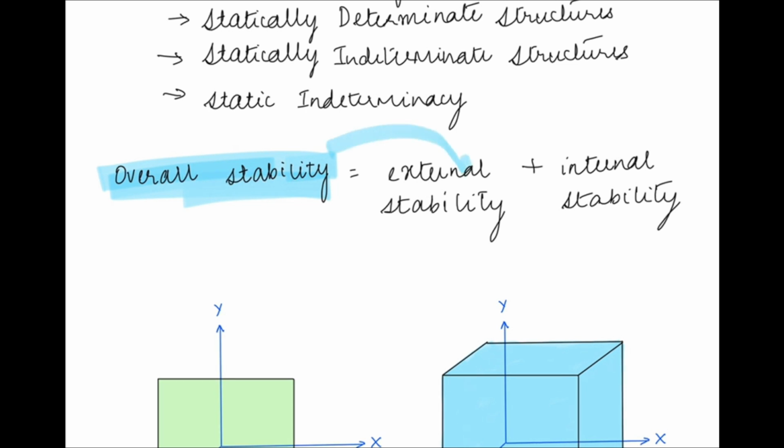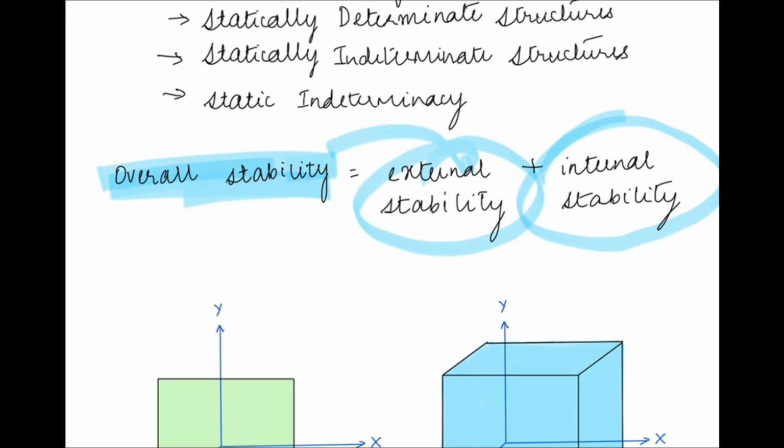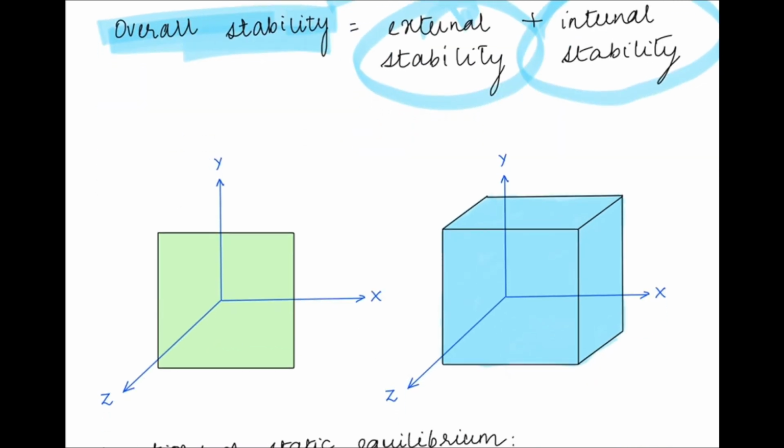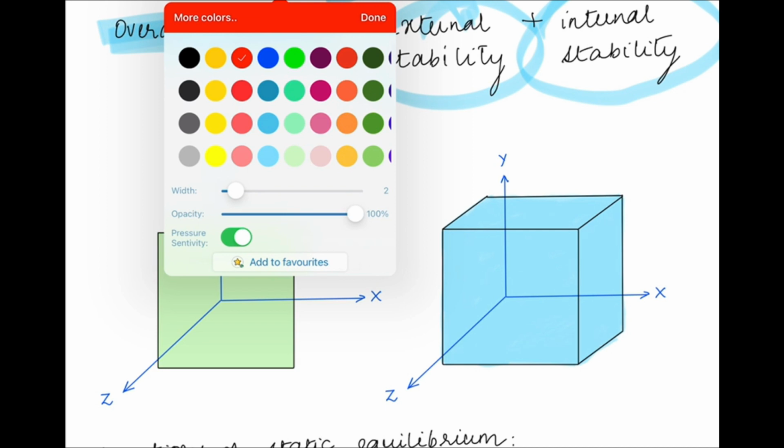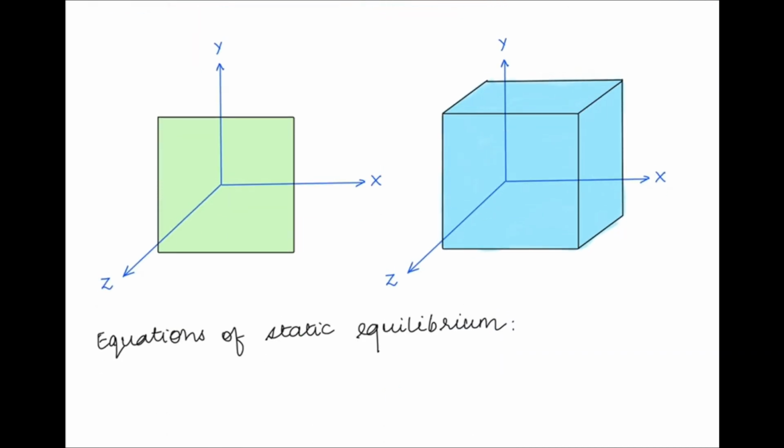Overall stability consists of external stability and internal stability. So in external stability, we take this example. You have a 2D structure and a 3D structure as well. So in 2D, let's consider it like you are holding a paper over there. If you want the paper to be stable, what would you want? You wouldn't want it to move and you wouldn't want it to rotate.